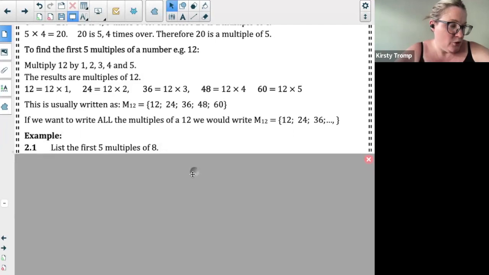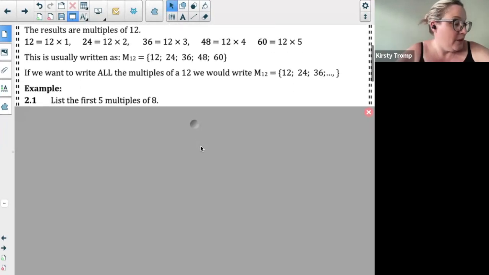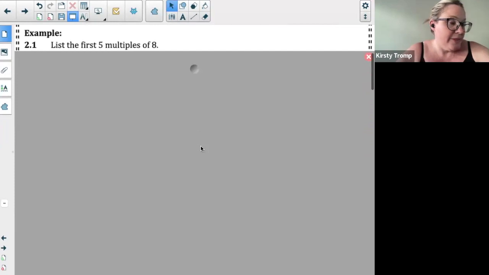Okay, so let's have a look at our example. Our example says, list the first 5 multiples. Now, I want you to take note of what it says. It says, list the first 5 multiples of 8. So I'm going to do the examples with you, and then I'm going to give you an opportunity to go try by yourself. So remember what I said, if I'm going to list the first 5 multiples of 8, I can write out all of the workings.